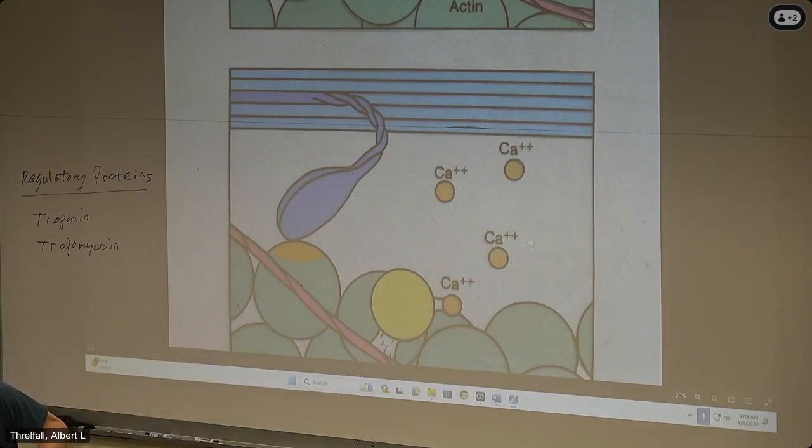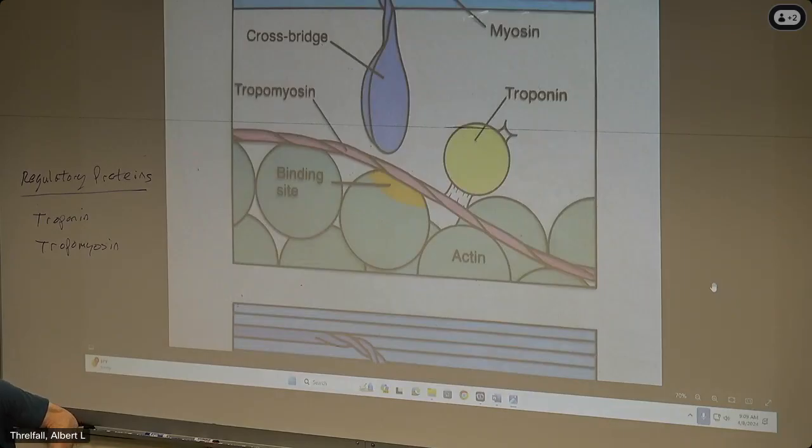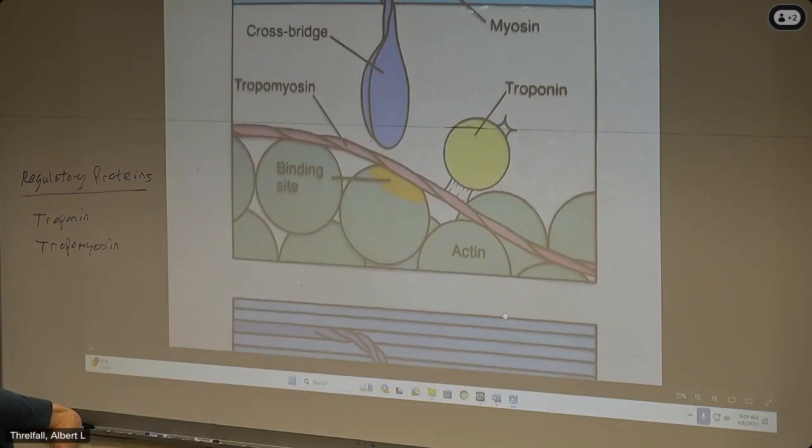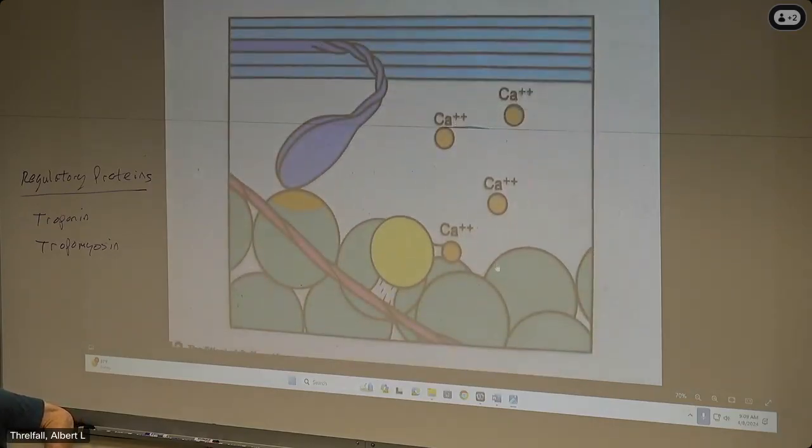That again. So there it is at rest. The binding site on actin is blocked. See this little thing on troponin, it turns out that's a binding site for calcium. And here we see that calcium has bound troponin. Troponin and tropomyosin have moved to the side.